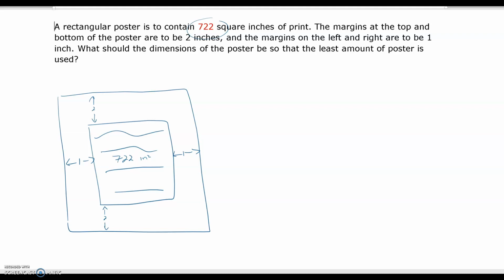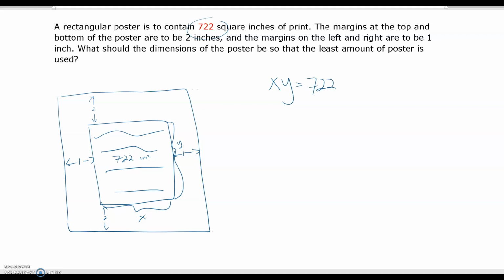All right, so we also need variables. So if I set it up like this, I guess you have 2 options. You could call this distance y, or you could call this distance x, or whatever variable you want to use. I'm going to call that y and that x. Okay, so that means that the area of the print gives me my secondary equation, xy equals 722.